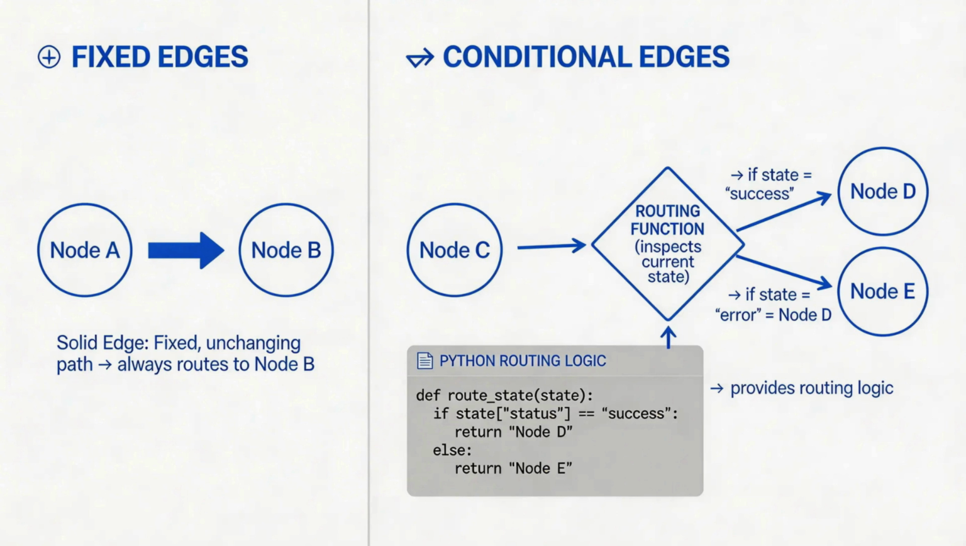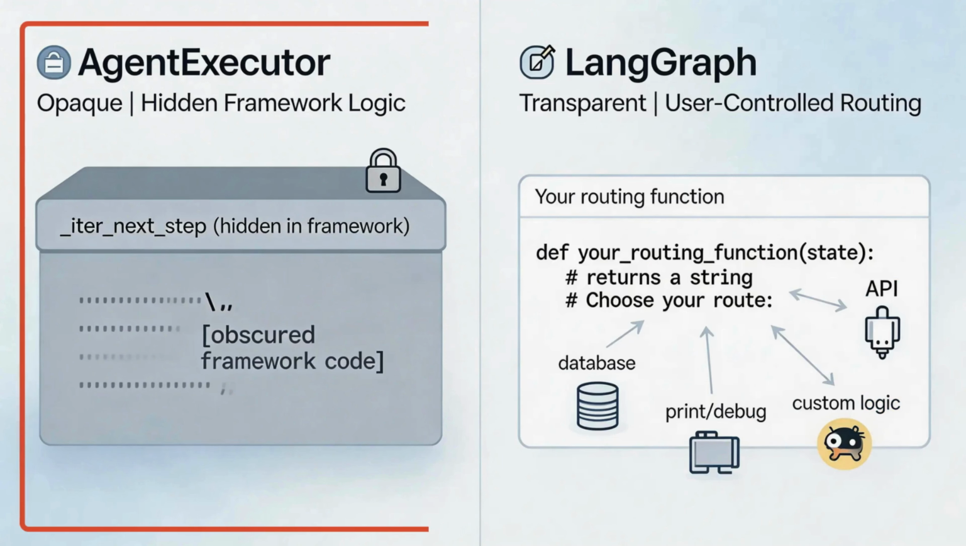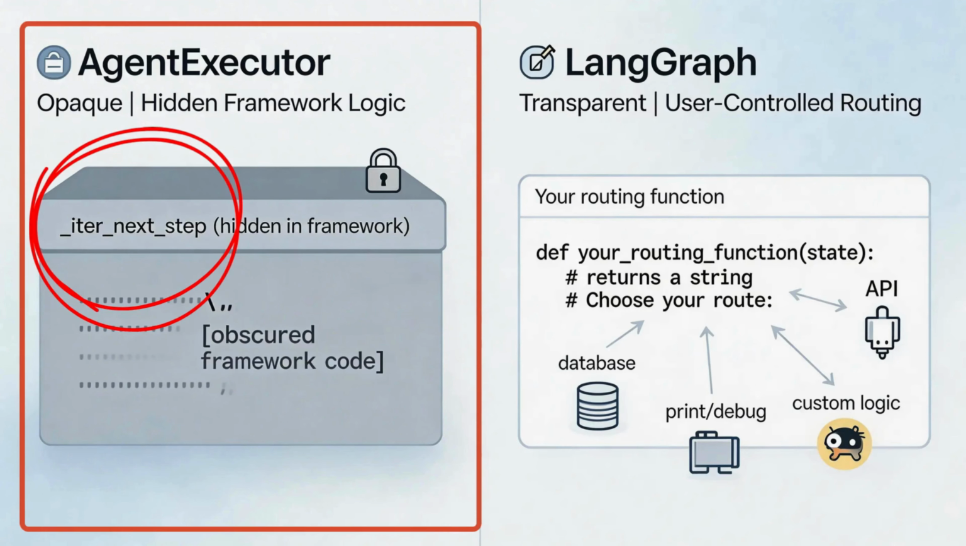Now let's understand the architecture a bit. In AgentExecutor in LangChain, the control lives inside the framework. That's in a method called iter_next_step. That is inside a class you did not write. It's the class that the LangChain framework offers you. When something goes wrong, you have to dig into the LangChain source to understand what the loop decided and why.